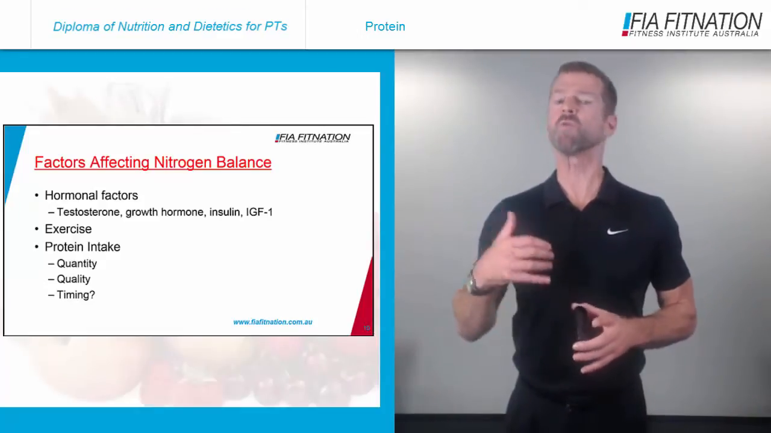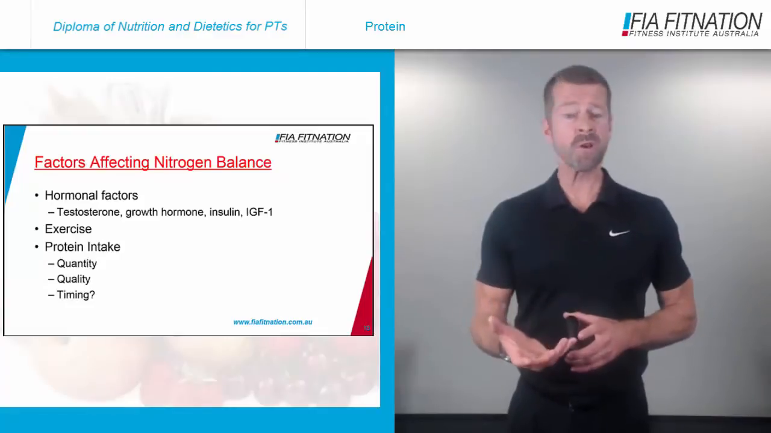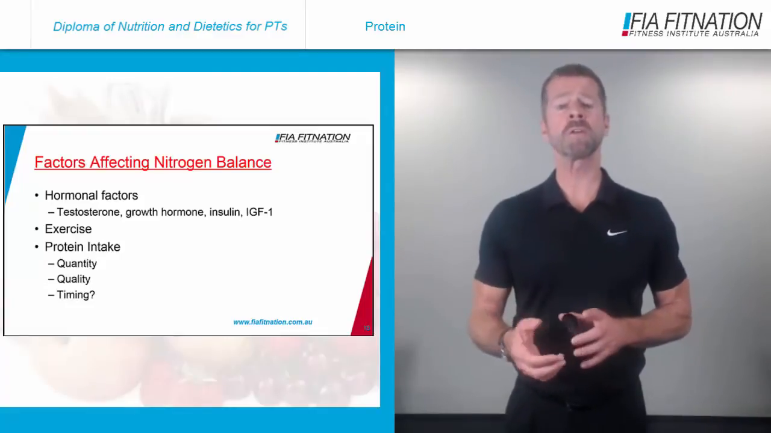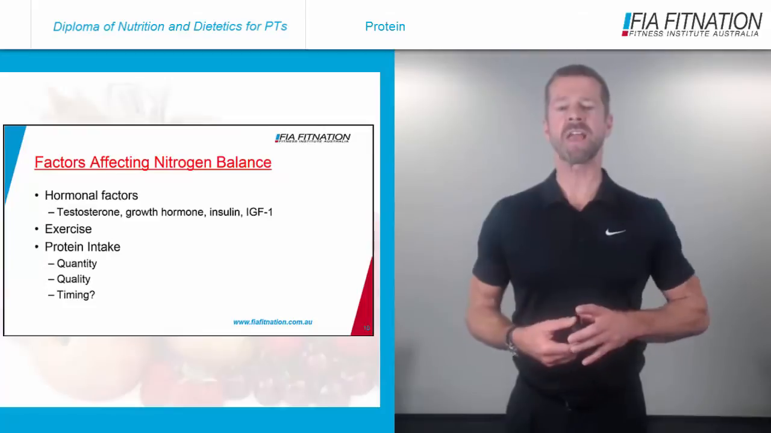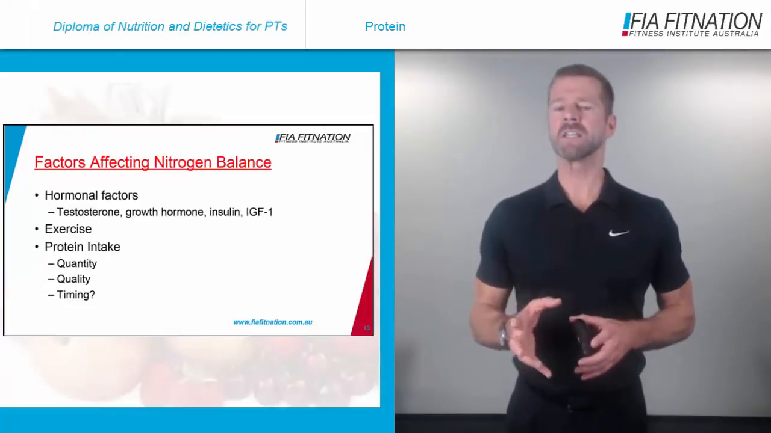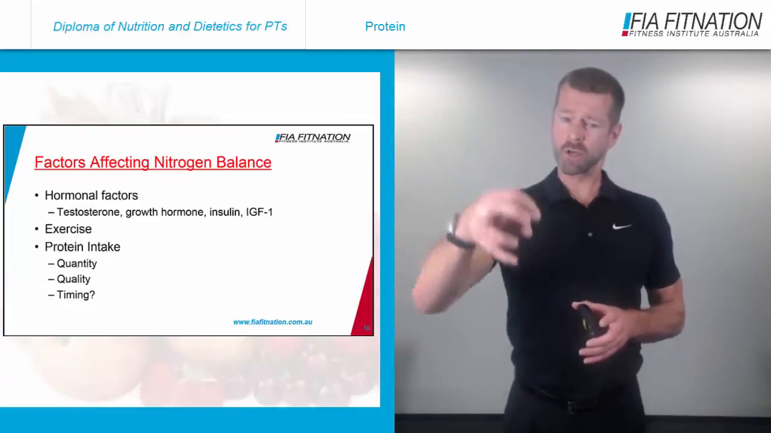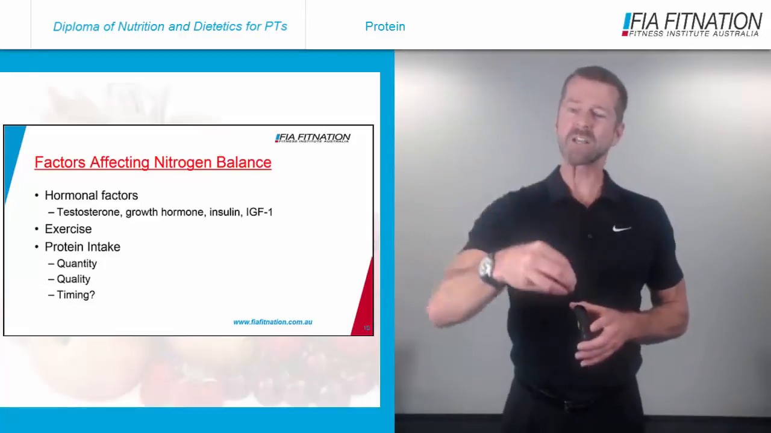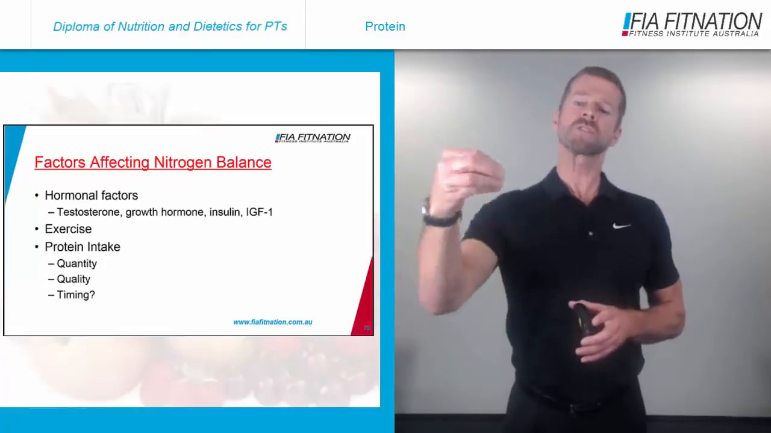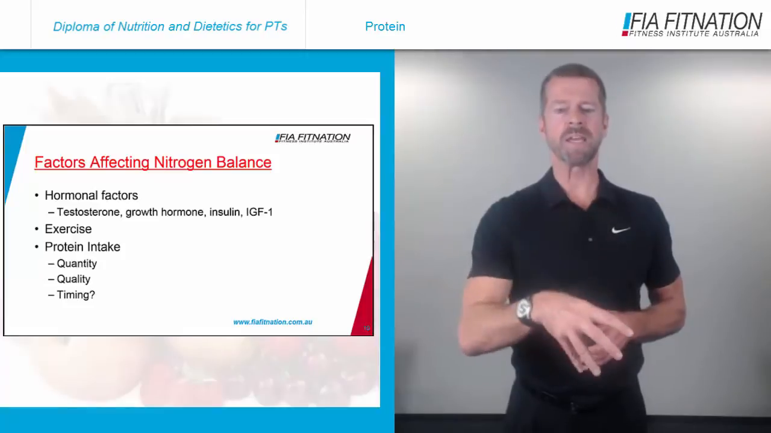So testosterone is one of the hormonal factors. Growth hormone is another one. That's a very anabolic hormone. Insulin, interestingly enough, is a very anabolic hormone. We think about insulin generally as taking sugars or glucose into the cell, but as it opens up the cell to take glucose in, it also facilitates the transport of amino acids into the cell.